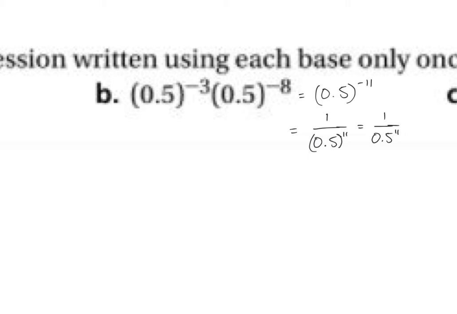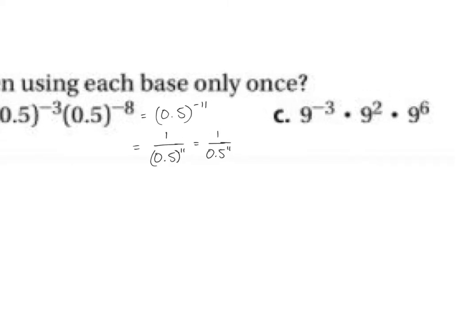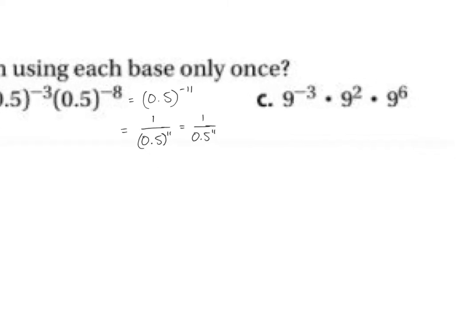Alan, what's up? Yeah. All right, Victoria, you're up. What'd you get for C? I got negative 9 to the fifth. How'd you get that? -3 plus 2 plus 6. Very, very good. Okay. All right.